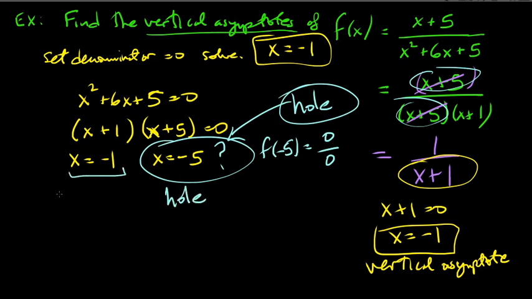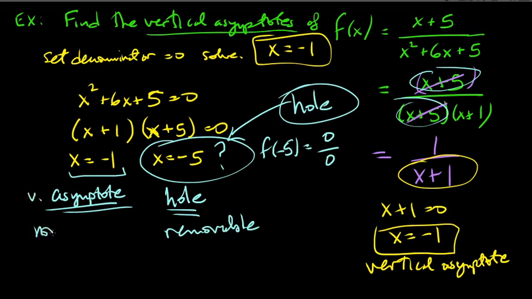But at -1, that's where you have your vertical asymptote. So two points of discontinuity, right? The negative 5 is a discontinuity, but it's removable because it's a hole. But at negative 1, it's a vertical asymptote, and remember, that's non-removable. Just to remind you of that.